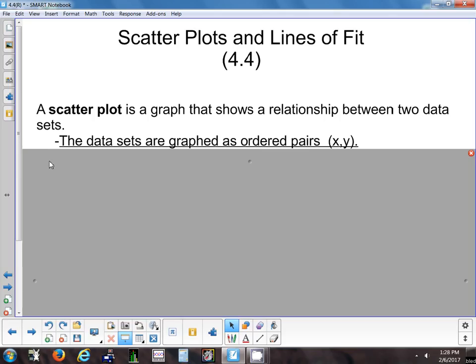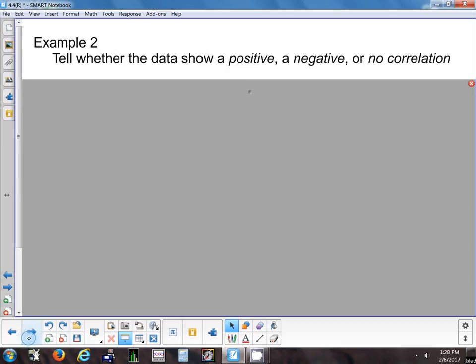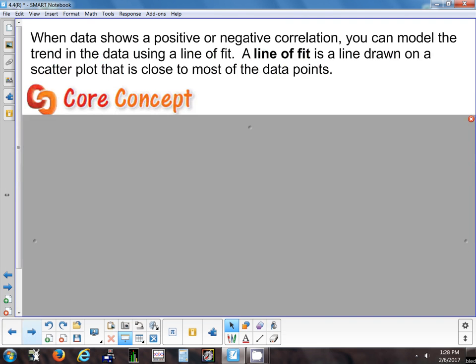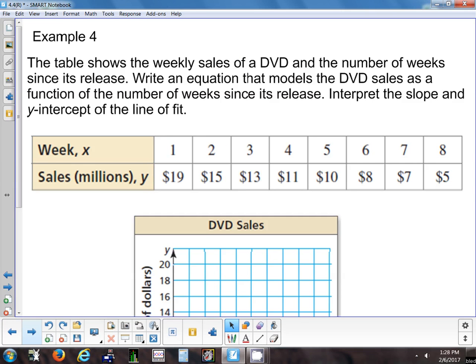What I'm going to do is go to example 4 for a second, just so you can see an example of a data set. But I'm going to come right back to this. So this is what a data set looks like. Right here, this is a data set. They give you an x value, which in this case happens to be a week, and they give you a y value, which is sales. This has to do with selling something, DVDs. So x value, y value. Any question on that? That's a data set.